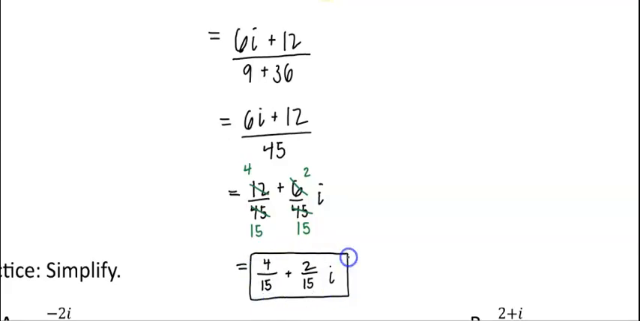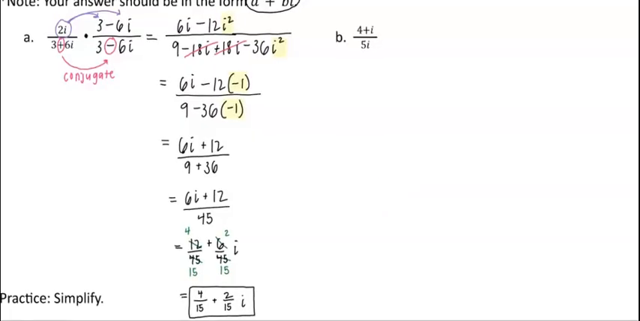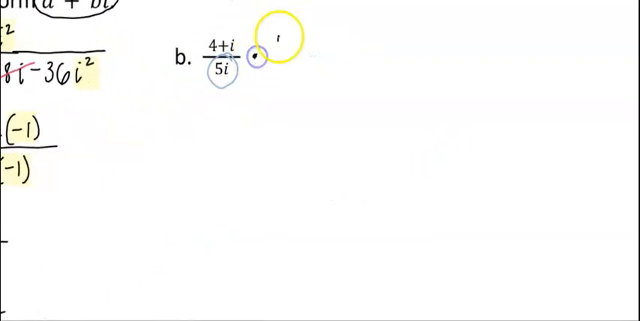Hopefully I didn't mess up any math there. That should be correct. And we'll do one more where we have 4 plus i over 5i. This one's actually a little easier because there's only one term in the bottom instead of 2. If there's only one term in the denominator, you don't have to multiply by the conjugate because there is no such thing as a conjugate. Remember, a conjugate's when you change the sign in the middle between the two terms. But if there's only one term, all you have to do is multiply by the same thing on the top and the bottom, by 5i over 5i.